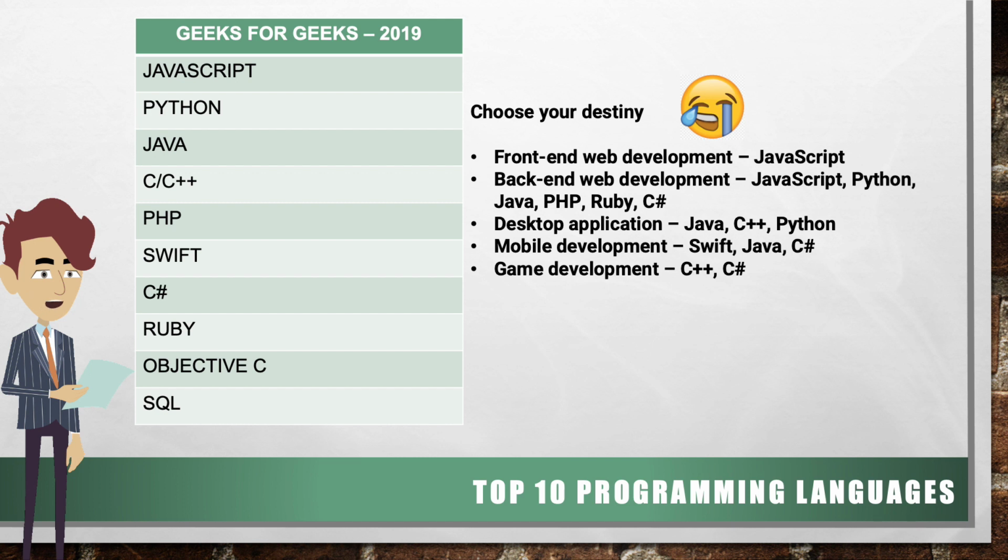For mobile development, you can use Swift, Java, C Sharp, and Flutter, and also Kotlin. Flutter, I think. Yes. Okay, next, for game development, you can use C++ and C Sharp.